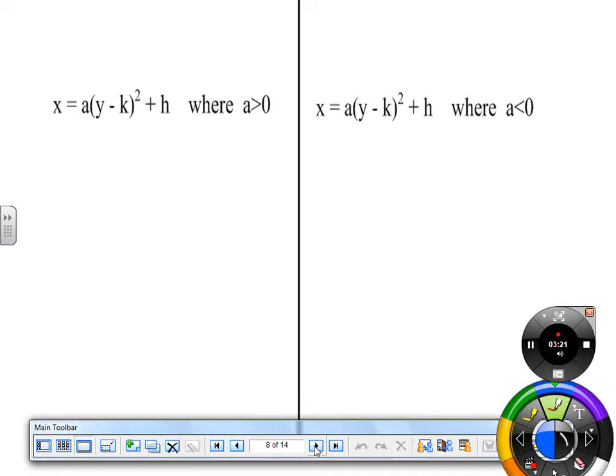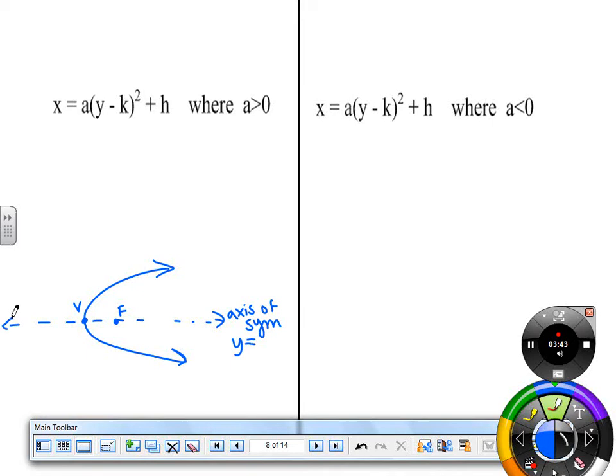And here you see in the first one, a is greater than 0. That means we're going to open to the right. Our vertex, our focus within our parabola, our axis of symmetry running through them. This time our axis of symmetry is a horizontal line, so its equation will be y equals some number. And our directrix on the other side of the vertex is a vertical line, so its equation will be x equals some number. If I can finish writing this, sorry. So it's x equals some amount.